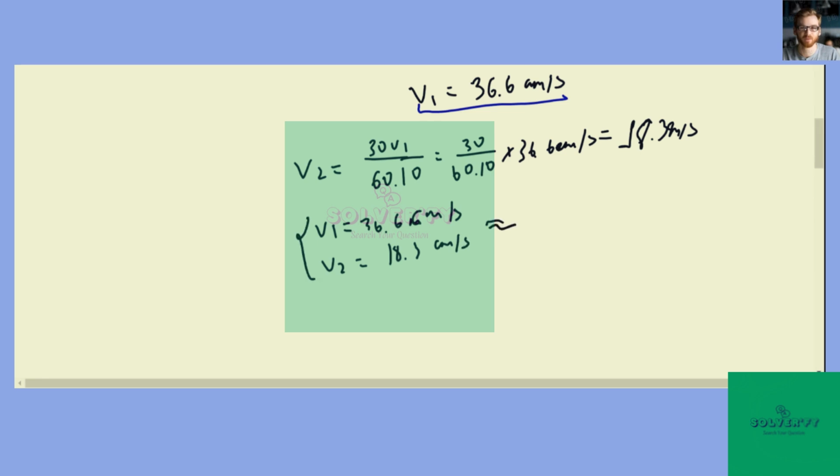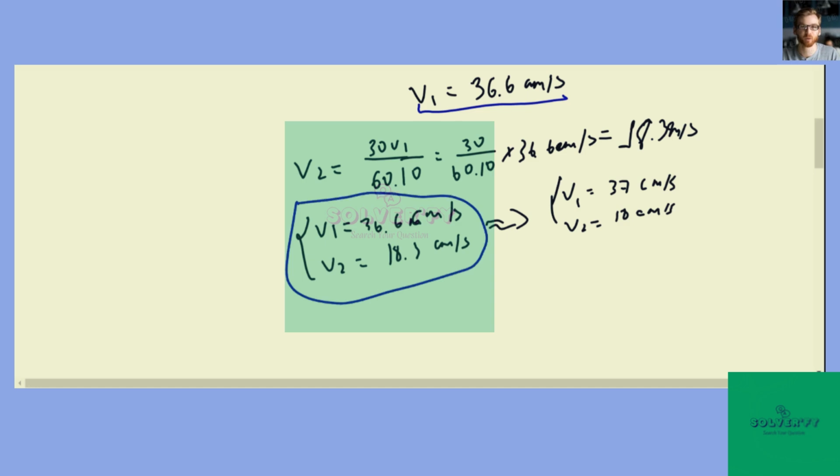We can round the velocities to two significant digits, like the initial velocity. Then v1 would be 37 centimeters per second, and v2 would be 18 centimeters per second. But personally, I would prefer these numbers because they are slightly more precise.